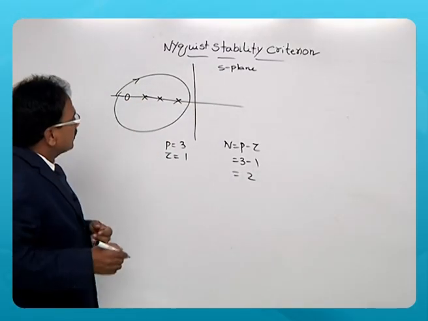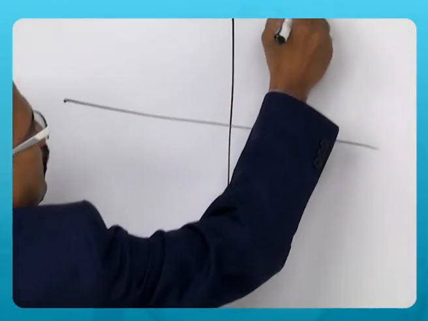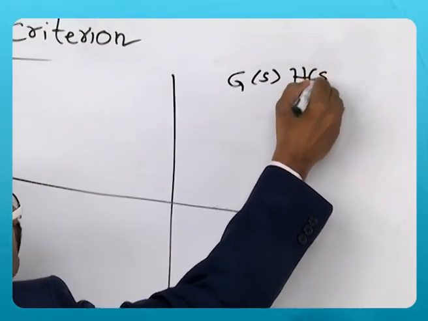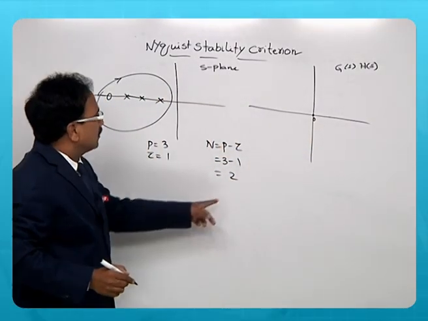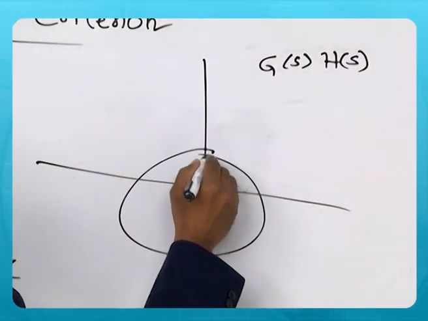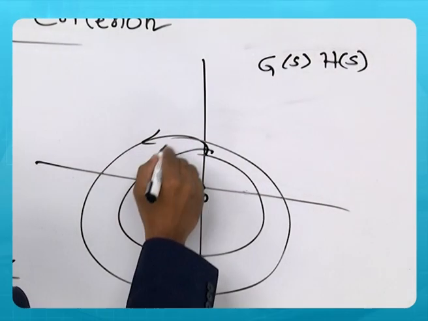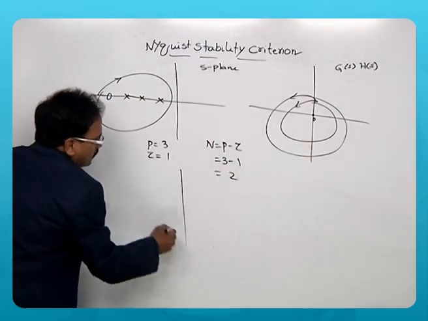So the number of encirclements in the G(s)H(s) plane about the origin is 2, and if it is +2, then the encirclement will be in the counterclockwise direction. And it goes like that.